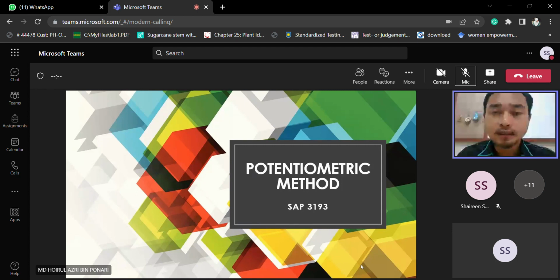Specifically, we use redox reactions. So what are redox reactions? Redox reactions are chemical reactions where one element is reduced and another element is oxidized. So redox reactions occur simultaneously. Both reactions occur at the same time.